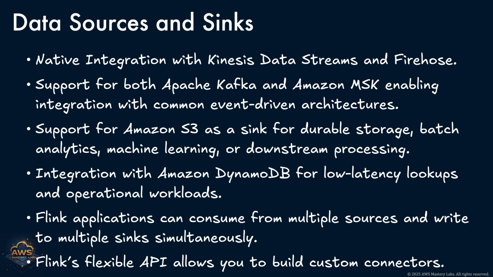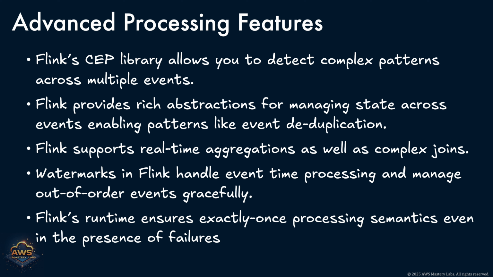This flexibility allows you to create complex pipelines that consume data from several systems, apply transformations, enrichments, and routing logic, and then fan out the results to different targets, all in real time. Beyond basic stream processing, Amazon Managed Service for Apache Flink empowers developers with a rich set of advanced processing features that enable building highly sophisticated real-time applications.